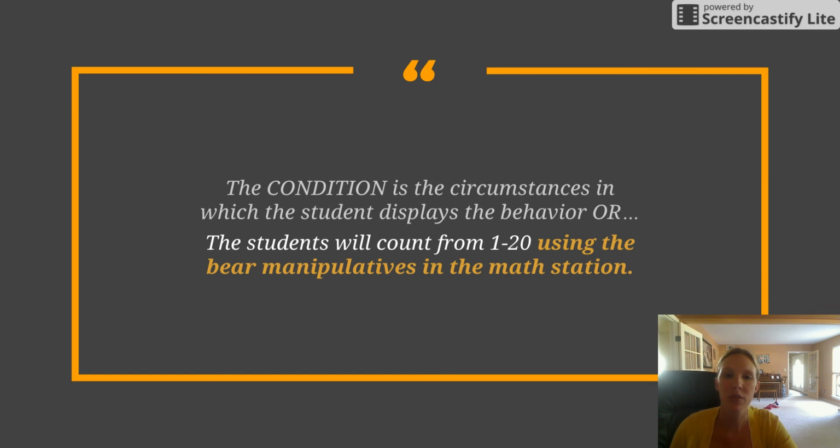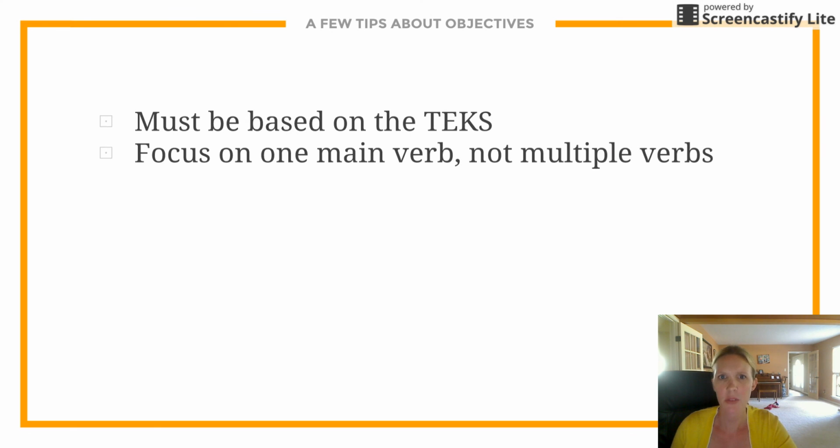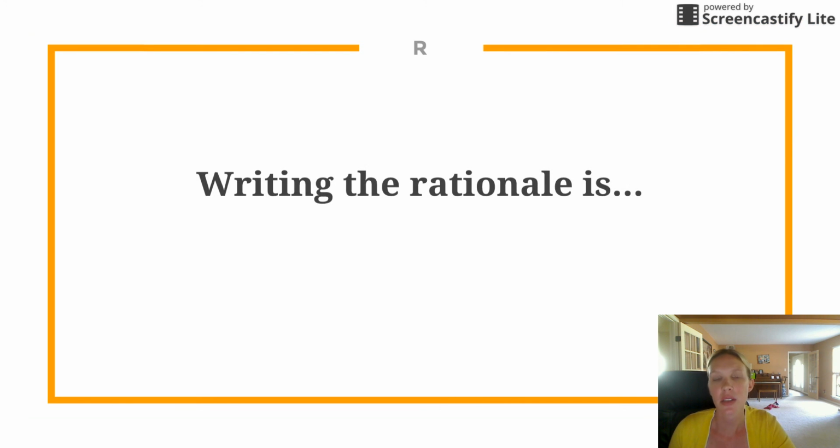So in total, your objective needs to be this specific and clear. You start with your audience, the students. You're going to count from 1 to 20. That's your behavior. And the condition is using the bear manipulatives in the math station. So your learning objective for each one of your lessons needs to contain this A, B, and C, each part of the learning objective. And as a few reminders, again, your learning objective does need to be based on the TEKS. So you have to start there first. And then you need to focus on the one main verb and not have multiple verbs and multiple behaviors inside the learning objective.